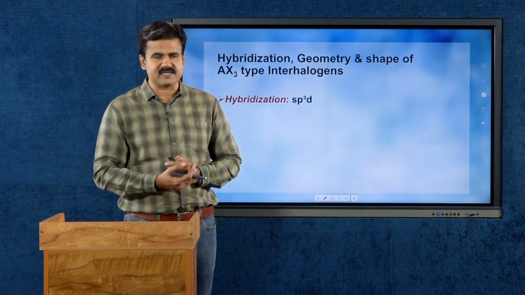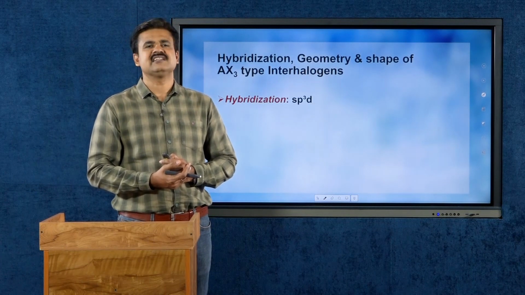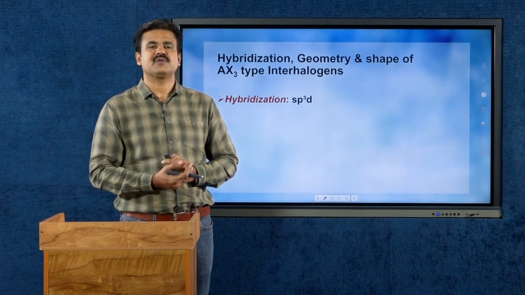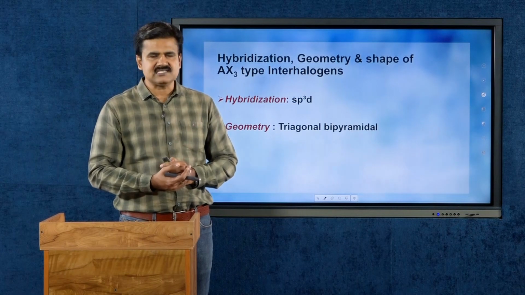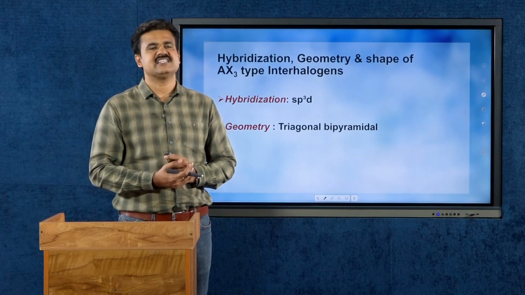So we are anticipating the trigonal bipyramidal geometry, but in the trigonal bipyramidal arrangement you have 5 corners and only 3 bond pairs are present in this molecule.